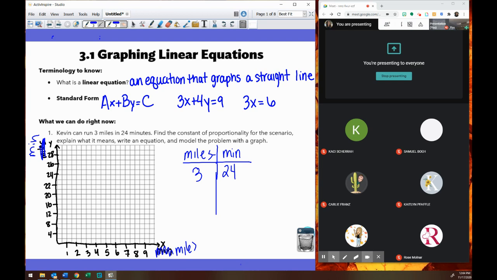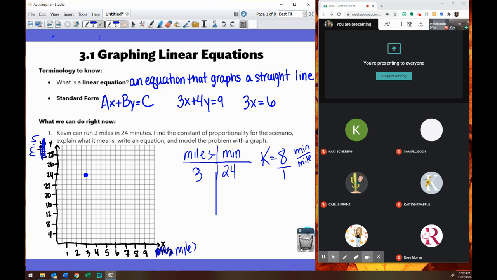So again, plotting that should be easy. We should know how to do that. Miles is on the X, so we should be able to come over to 3 miles all the way up to 24 minutes and plot your point. Should be able to find your constant of proportionality, or how many minutes per mile. So how many minutes per mile does he go? That's 8. Because what we talked about last week is that if it's just a constant linear function, y divided by x, 24 divided by 3, gives you your constant of proportionality. That's your slope. So we rewrite it as 8 over 1.